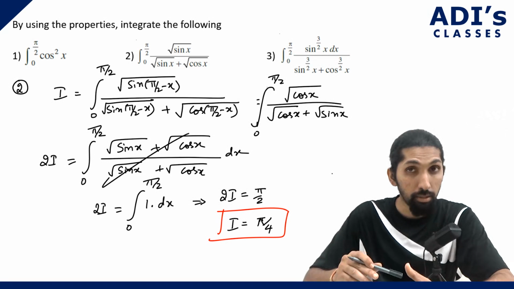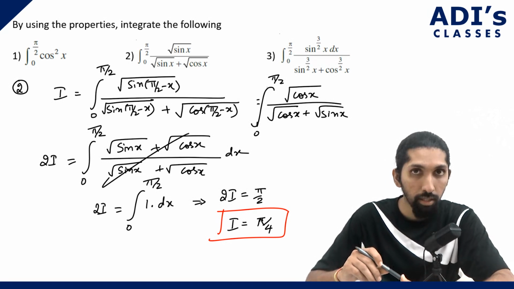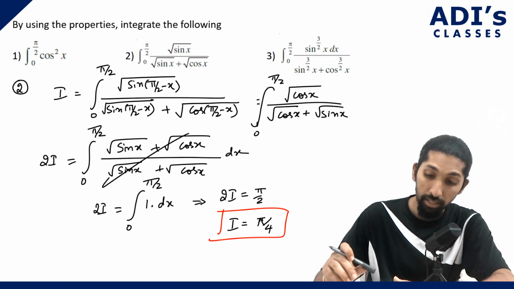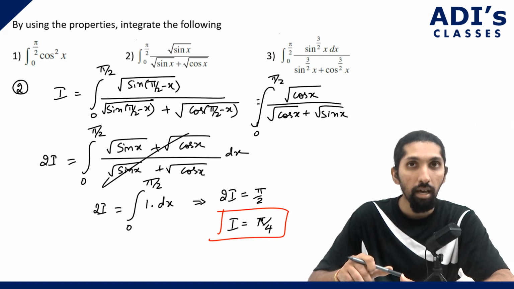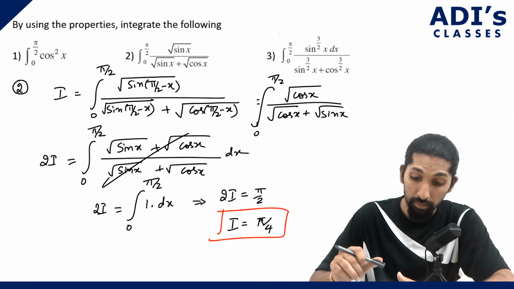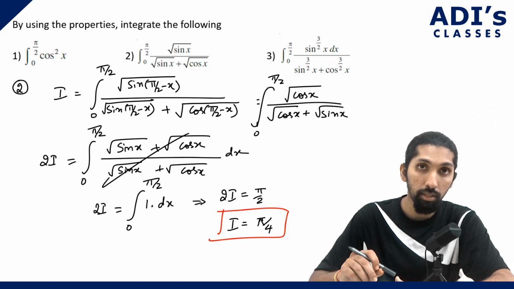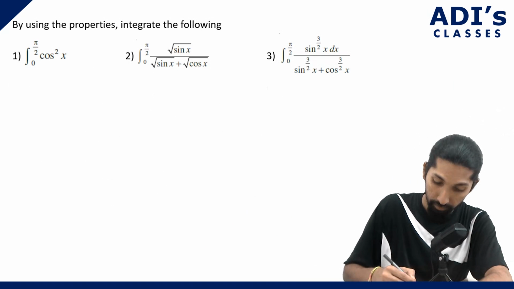Third one, don't you think it's very similar to the second one? Since it's very, very similar to the second one, actually the answer is the same. The answer for that one is also pi by 4. Okay, so let's do the third one now. See the third one.